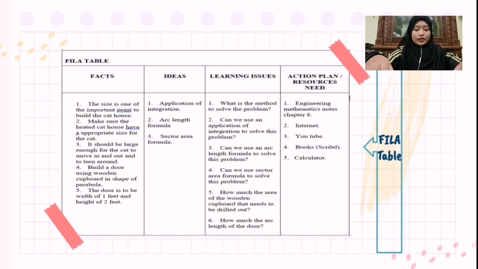Ideas. First idea is application of integration. Second idea is the arc length formula. And the third idea is the sector area formula.